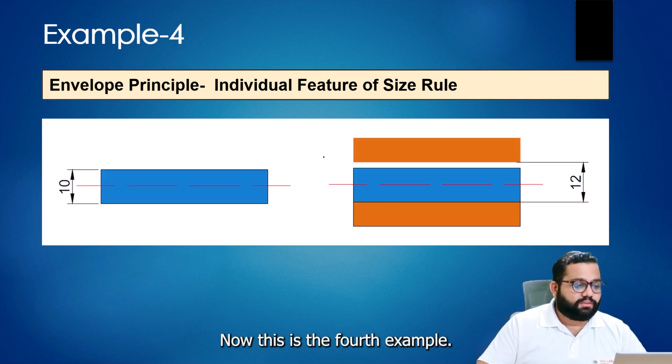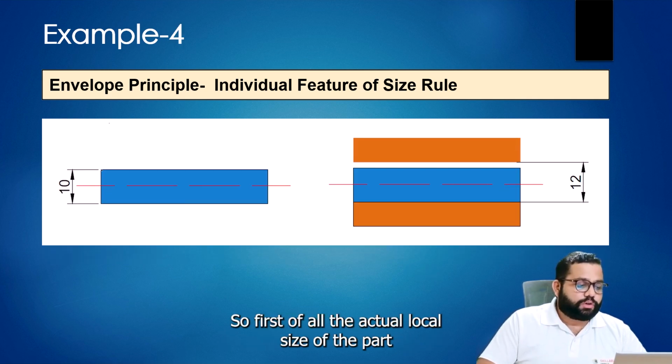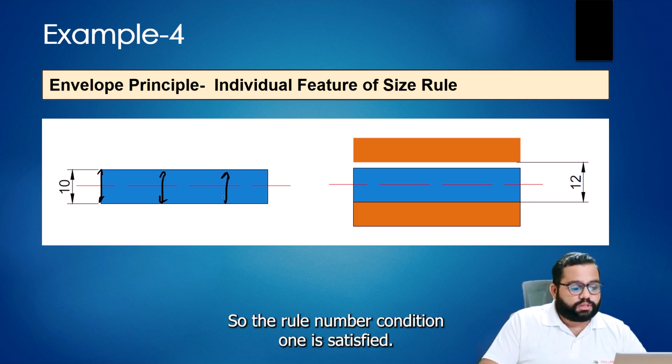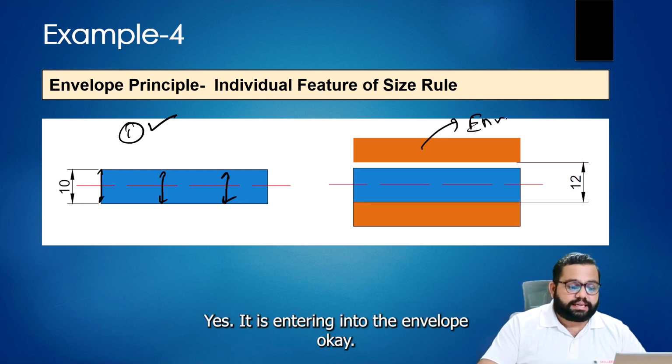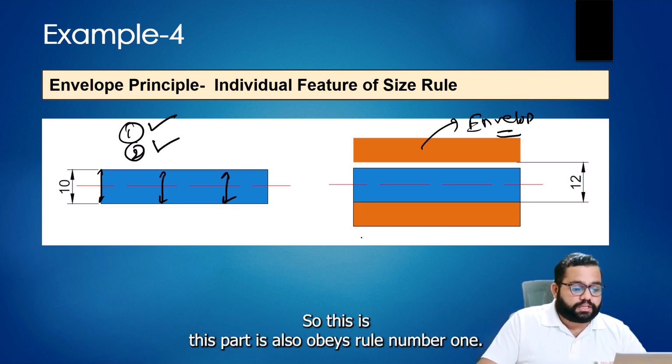Now, this is the fourth example. First of all, the actual local size of the part is within the size tolerance, which is 10 mm all over this part. So condition 1 is satisfied. Condition 2 is it should enter into the envelope. Yes, it is entering into the envelope, so the second condition is also satisfied. So this part also obeys rule number 1.